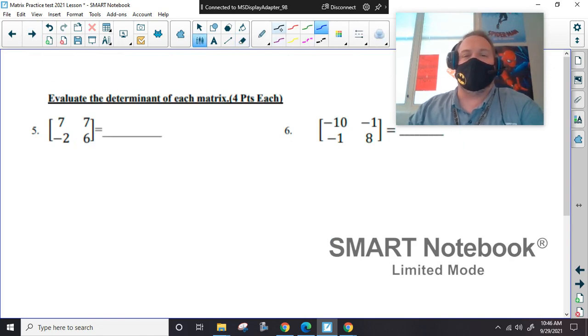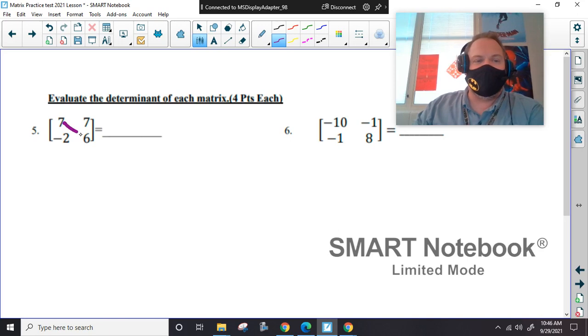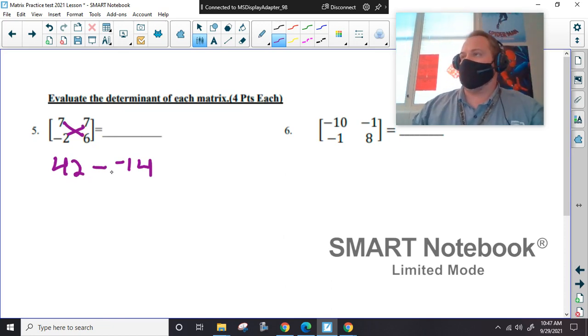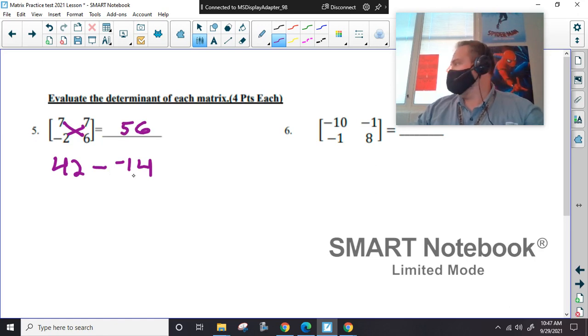Okay, so part 2. Remember, on 5 and 6, they're 2 by 2 matrices. So you have to multiply 7 times 6, which is 42, minus negative 2 times 7, which is negative 14. Okay, so this minus a negative changes it to a positive. So this becomes, yes, yes, it's always going to be minus. What?